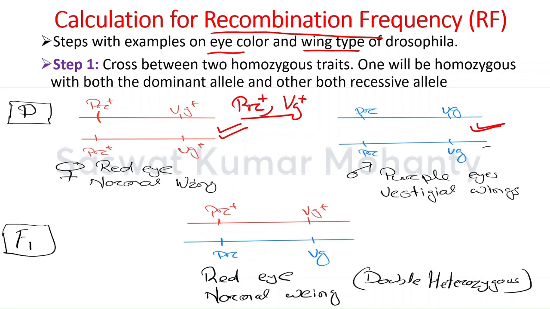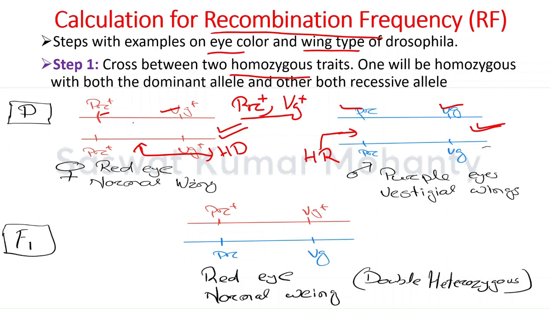So how to find the recombination frequency? In the first step, we have to do a cross between two homozygous traits. Two homozygous means one parent should be homozygous dominant. As you can see, in this parent both chromosomes have the dominant genes, the homozygous dominant genes, and the other parent should be homozygous recessive. Are you getting it? Here, these two genes, PR plus and VG plus, are the dominant genes, and here PR and VG are the recessive genes.